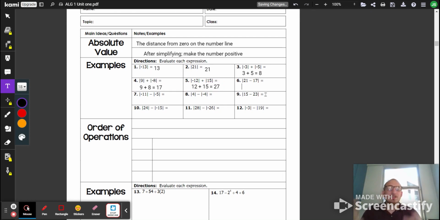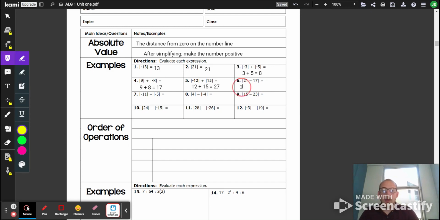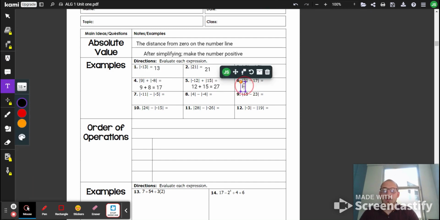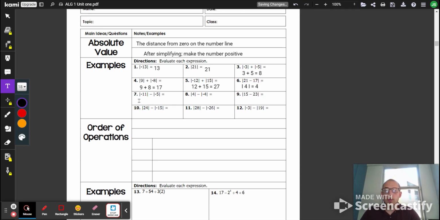Now, when I mention simplifying inside the absolute value first, I have to think, what's 21 minus 17? 21 minus 17 is 4. And the absolute value of 4 is 4.